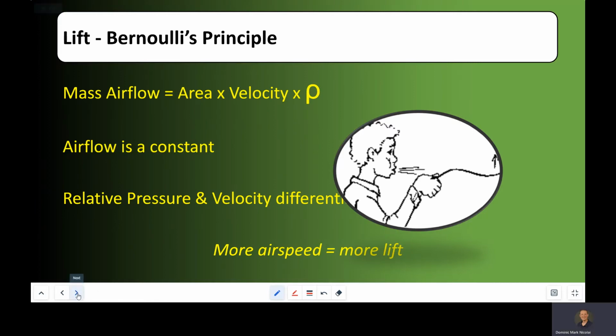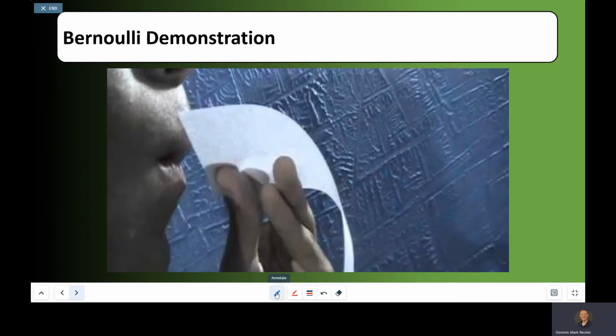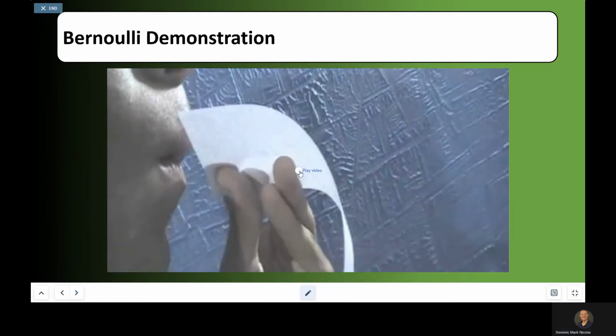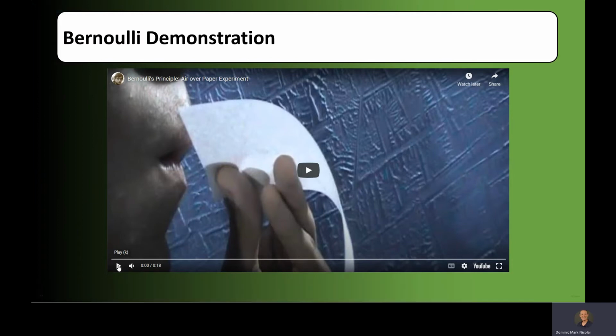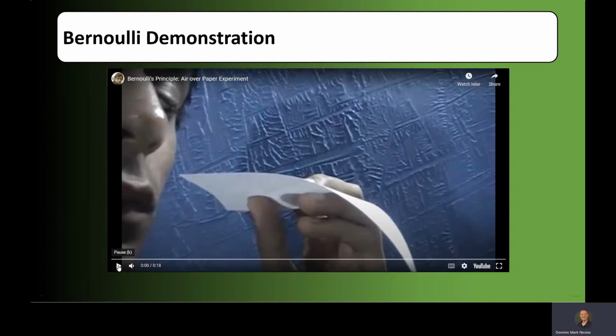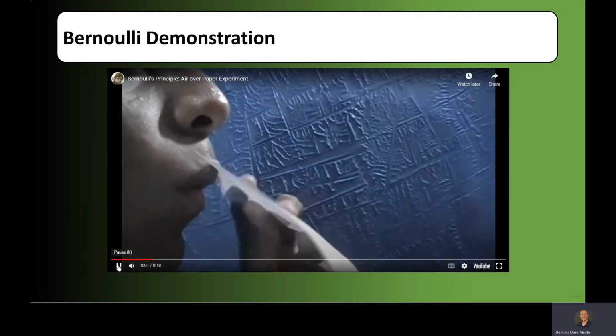I got some little videos here to help demonstrate that effect. Looking at this first one here, simply blowing over the top of a piece of paper. All this person's doing, that top of the paper is acting like a restriction. Think about the Venturi tube, it's acting like that restriction. And so we get an airflow over it that's accelerated.